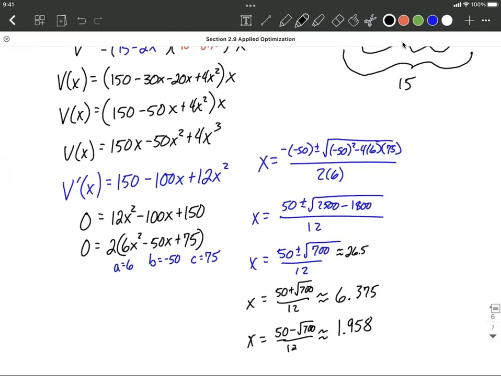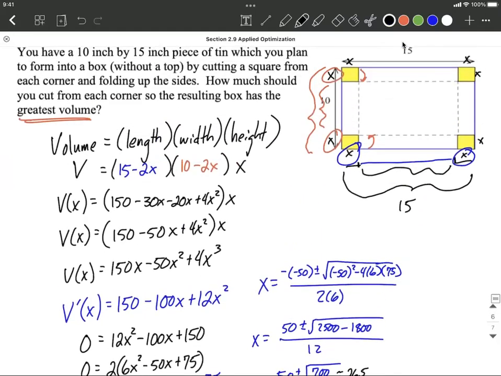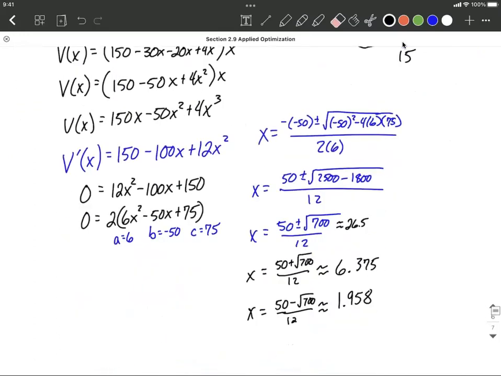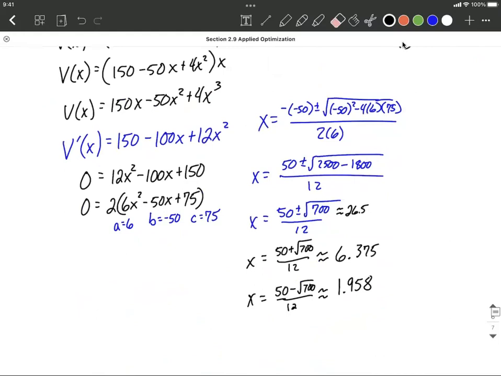Are these both solutions or not? All right, let's think about this. How much should you cut from each corner of the tin so the resulting box has the greatest volume? Well, let's think if both of these could be solutions or not.